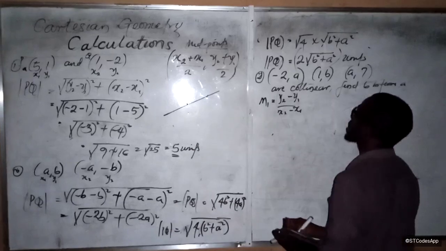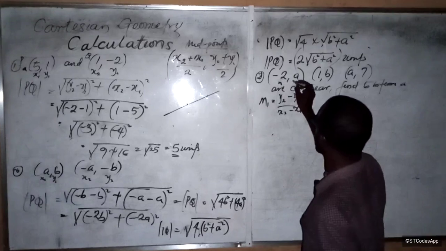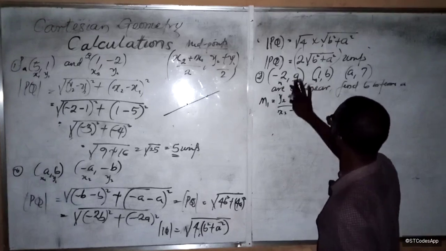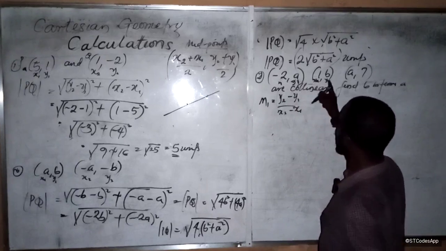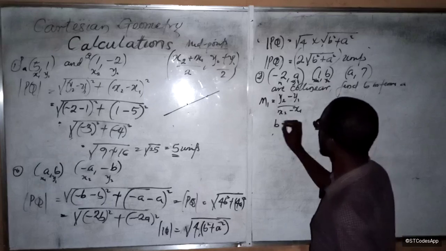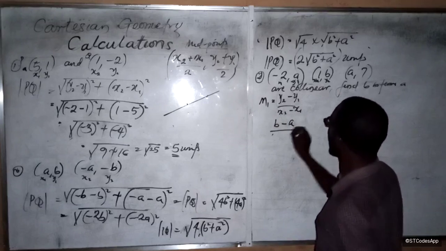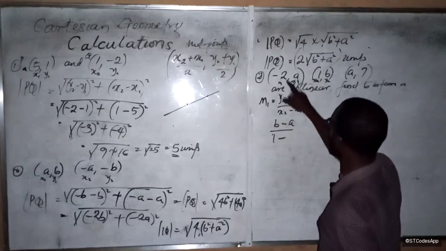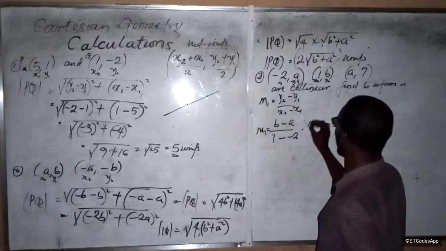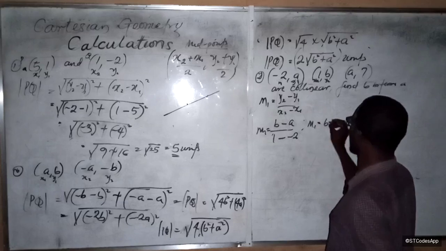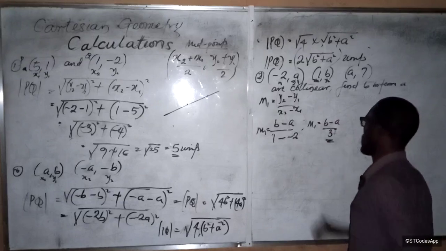Alright, so this is the gradients. Here we will have x1, y1, x2, y2. So y2 minus y1 over x2 minus x1, so m1 will be equal to b minus a over 1 plus 2, that's 3. So this is our m1.